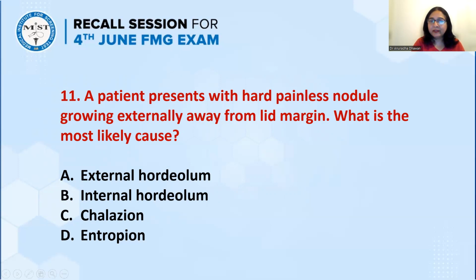Now see, in this question, they have specifically told you that it is a painless nodule. So painless goes in favor of chalazion, because if there is infection, for example in stye or in internal hordeolum, it will be a painful nodule. Then they have told you that it is growing away from the lid margin. We know the stye is in relation to the hair follicle. So if it is away from the lid margin, it means it's related to the meibomian gland. So again, it goes in favor of chalazion.